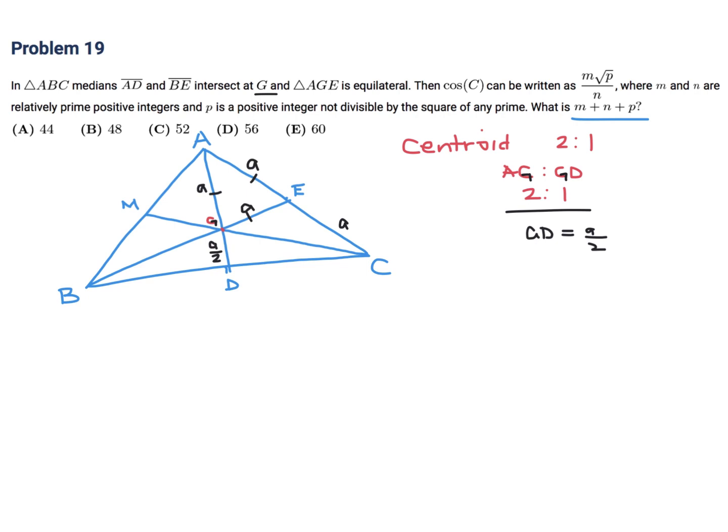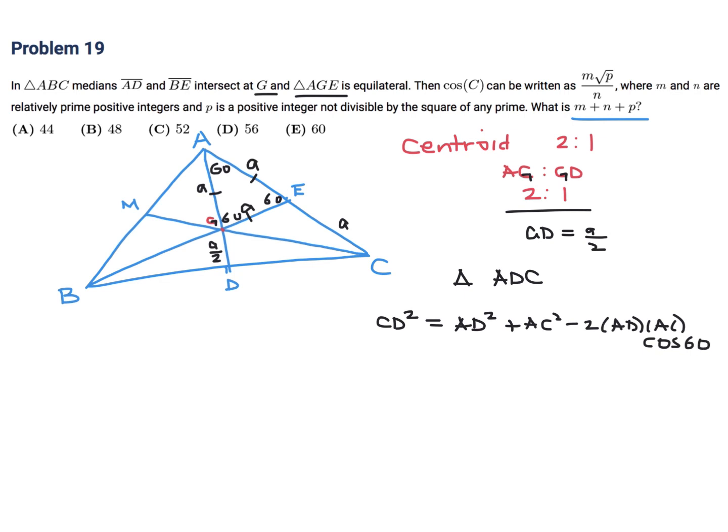All right, so now I think I'm going to use law of cosines, but I need an angle. But since this AGE is equilateral, that means that this is 60 degrees, and so is that, and so is that. Okay, so I can use which triangle? ADC, right? Yeah, on ADC, I will use law of cosines. So I will use CD squared is equal to AD squared plus AC squared minus 2 AD AC cos 60.